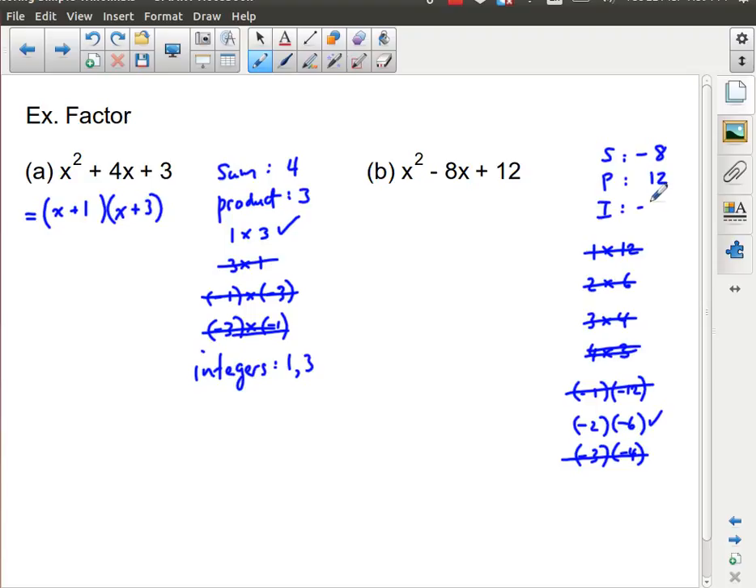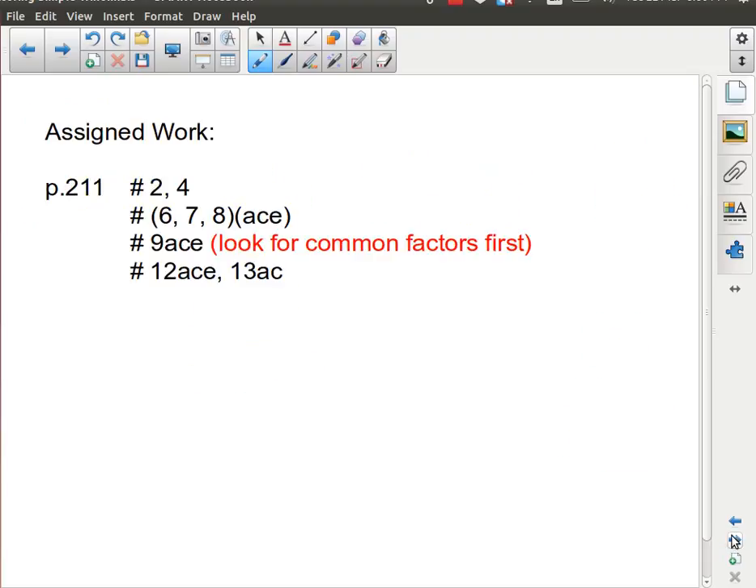So my integers are negative 2 and negative 6. So I write this as x minus 2, x minus 6. And that's it. I've taken what's known as a simple quadratic trinomial, or just a simple trinomial, and I've rewritten it in factored form. Okay, and that's it for this lesson on factoring trinomials.